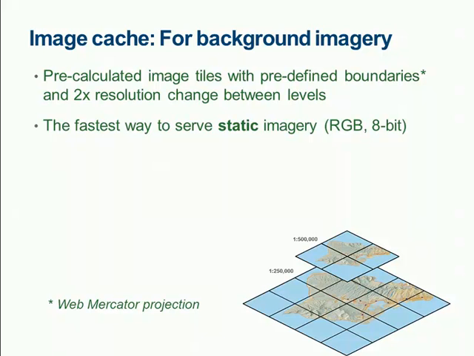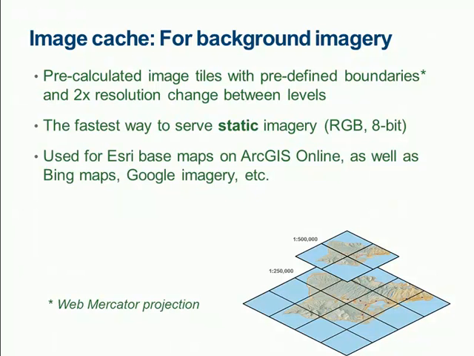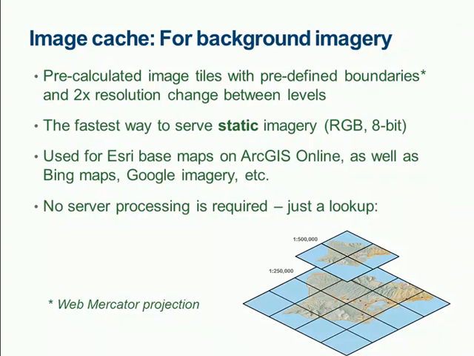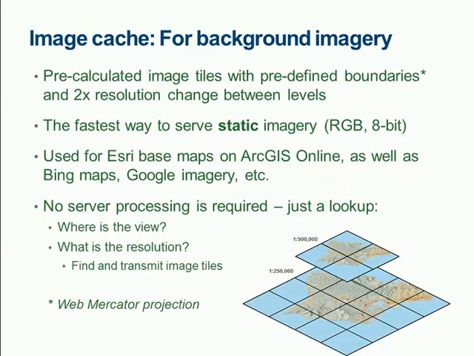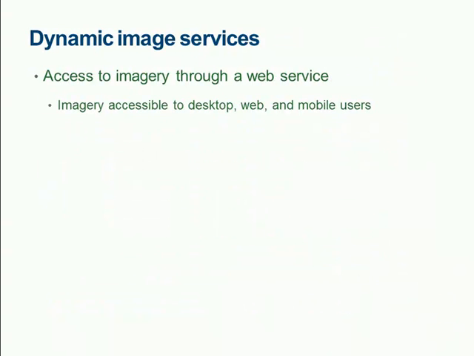But note, the images don't change unless the cache is updated, and that can be time-consuming depending on the size of the image dataset. This is all pre-built and very fast, and it's the method used for the common mapping applications, ArcGIS Online, as well as some of the others you're familiar with, Bing Maps and Google Imagery. And it's again, the fastest method for serving imagery because the server only has to know the location and the resolution of the imagery, and then it simply looks up the tiles and delivers them, usually in a compressed JPEG format. But if you want to do any sort of analysis, you may need more than that background wallpaper imagery.